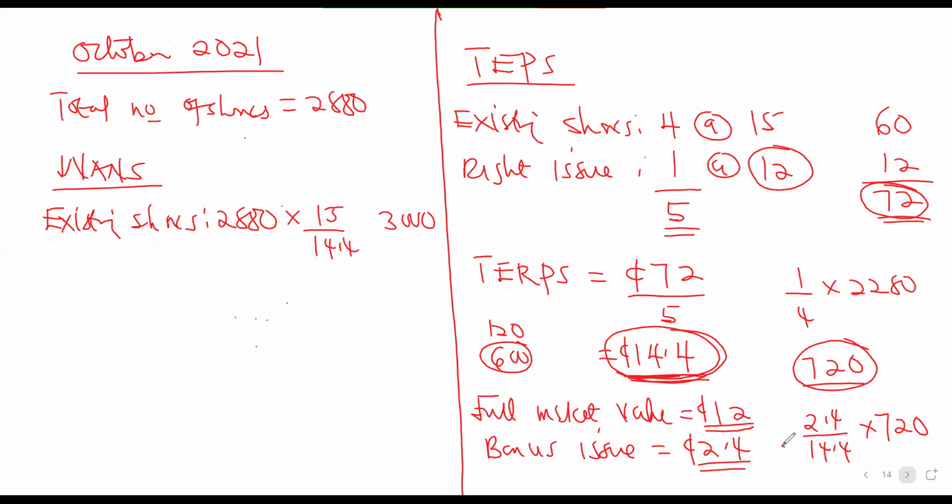What were the shares before we are having 3,000 here? The shares at the beginning of the year was 2,880, but we are now having 3,000. So the shares have increased by how much? 120. The 120 reflects the bonus issue portion. Your rights issue is 720. If 120 is a bonus issue, what will be the full market value? That will be 600, isn't it?